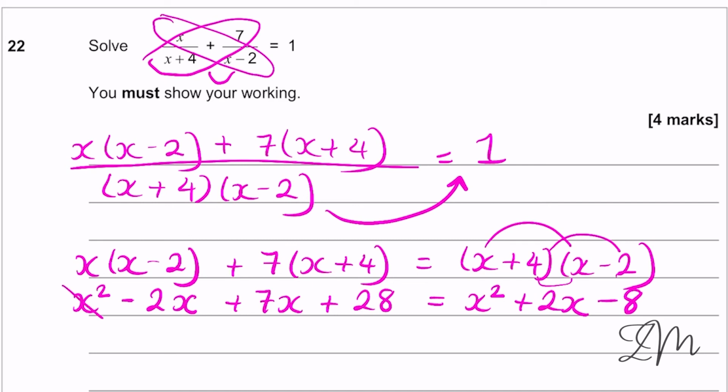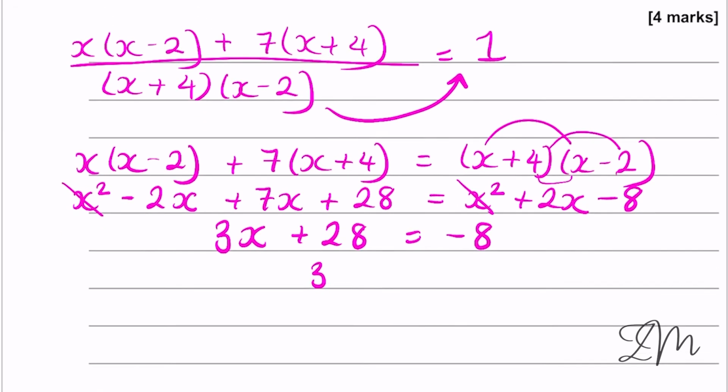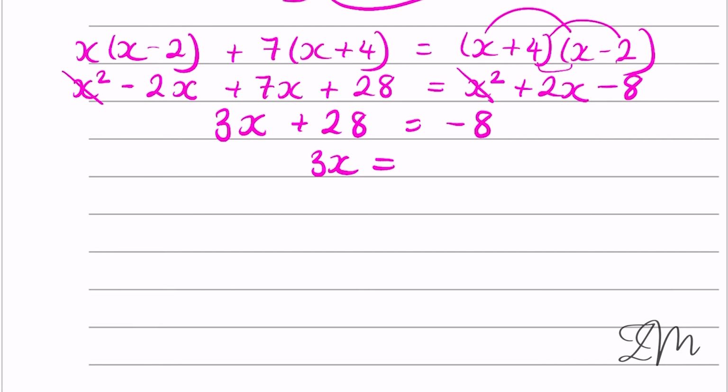x squared minus x squared, these are going to cancel. 7x minus 2x is 5x. Minus 2 more x is going to give us 3x, plus 28 equals minus 8. So 3x equals minus 8 minus 28, which gives you minus 36. 3 times something gives you minus 36. That something is minus 12. So x must be minus 12, and we can always check it by putting it back in.